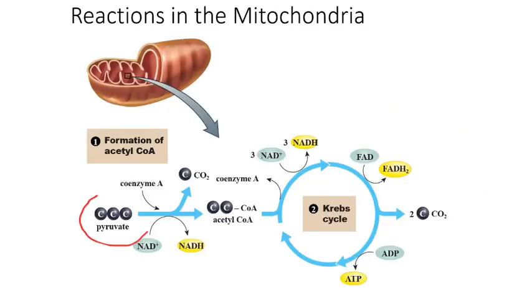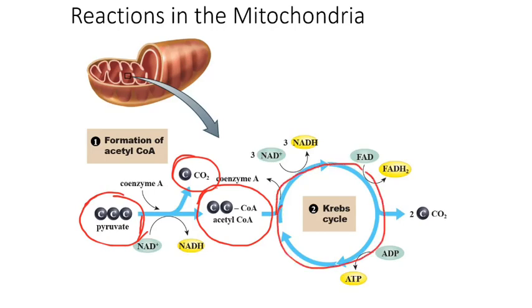Pyruvate is a 3-carbon molecule that is going to go into the mitochondria if oxygen is present. From there, it will be formed into acetyl-CoA, which is only a 2-carbon molecule because 1 carbon dioxide gets released here. And that acetyl-CoA will then go into the Krebs cycle.